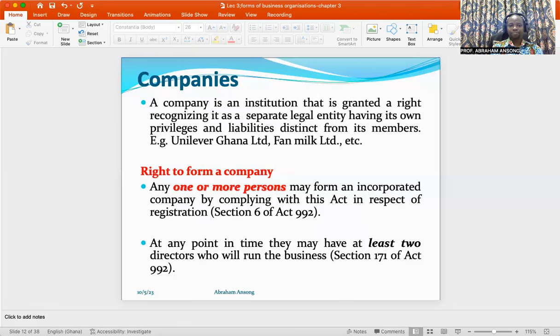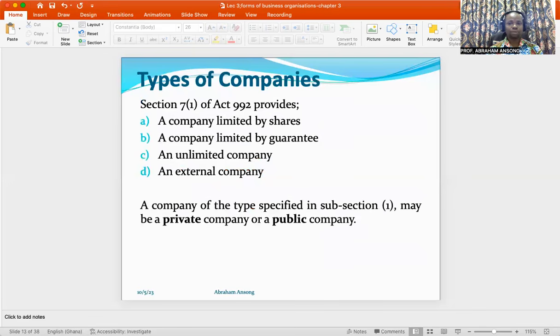Okay. However, at any point in time, they must have at least two directors who will run the business of that particular company. So even though one person can form or register a company, at any point in time it is required that we should have at least two directors to run the affairs of the company. Okay, but it is possible in Ghana to have one person forming a company.